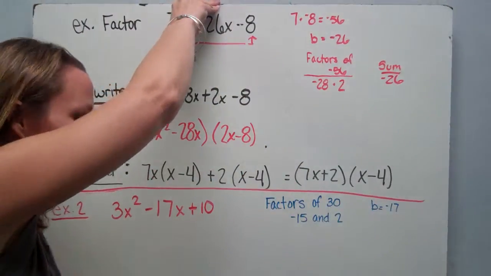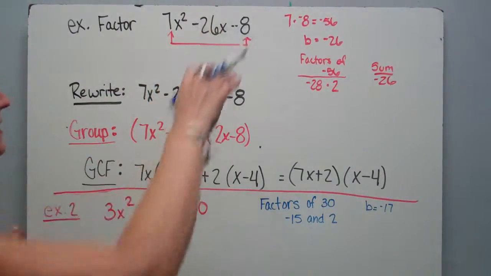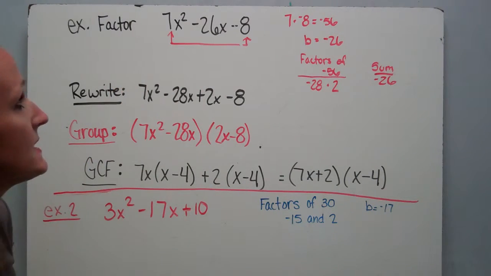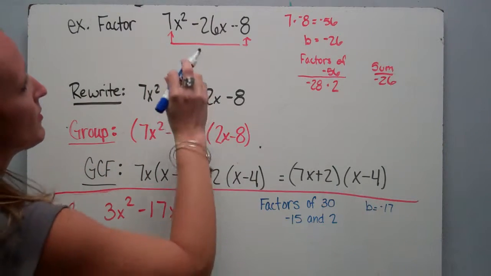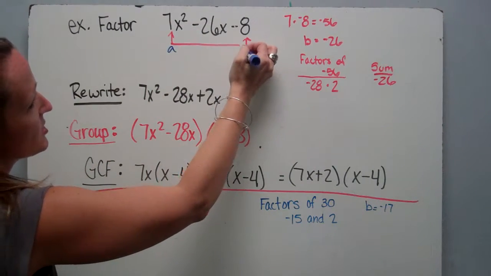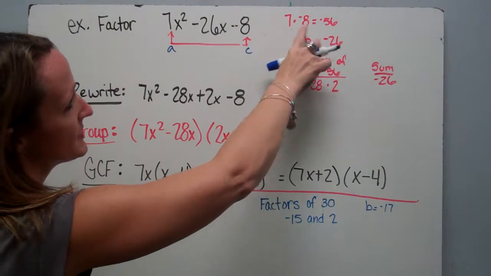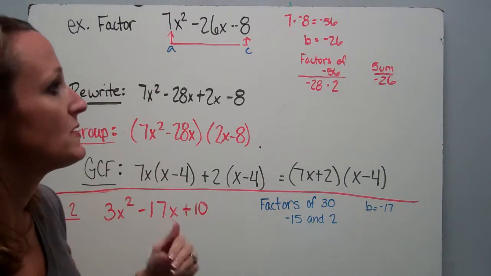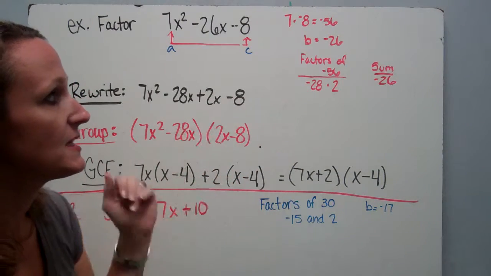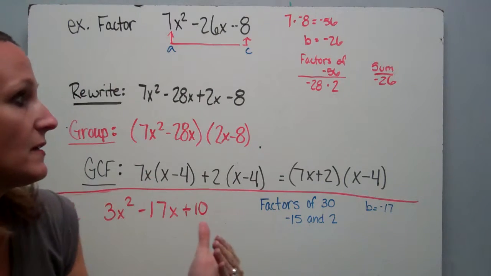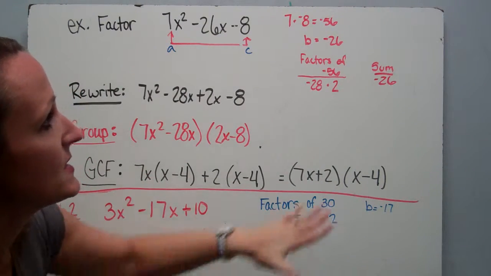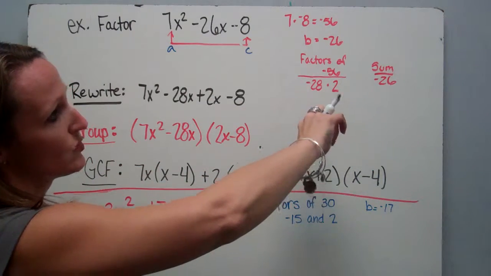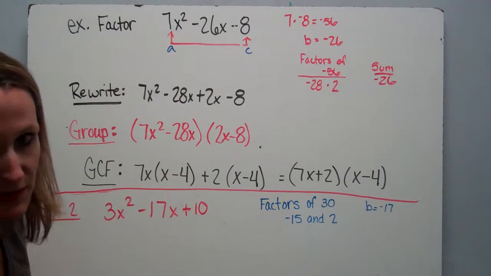Okay. So here we want to look at 7x squared minus 26x minus 8. So remember, we want to multiply our a value times our c value. A times c gives us negative 56, and our b value is negative 26. So this time we're looking for factors of negative 56 that also give you a sum of negative 26. So our factors of negative 56 that give you a sum of negative 26 are negative 28 times 2. Negative 28 plus 2 happens to give you a sum of negative 26.